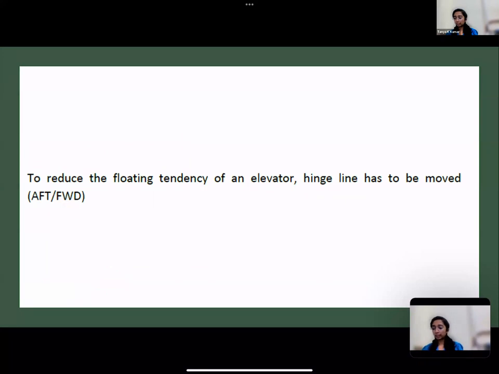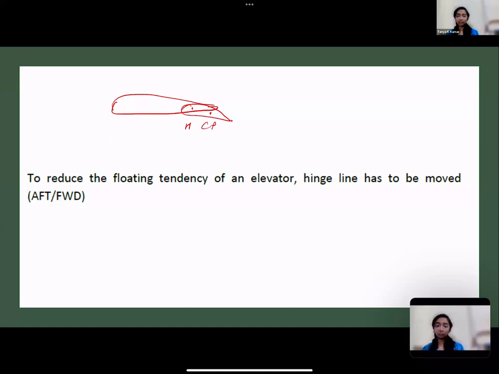To reduce the floating tendency of an elevator, hinge line has to be moved aft or forward. So this is your vertical tail, and this is your elevator. This is your hinge point, and this is your CP. To reduce floating tendency, we discussed 2 methods. One is horizontal hinge line and CP should be at the same point. Another one is horn balance, which is not being looked at here. Now you're looking at hinge point and CP. So should I move the hinge point towards CP or away from CP?